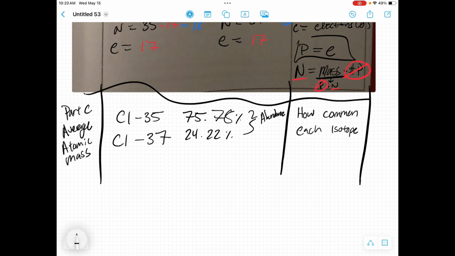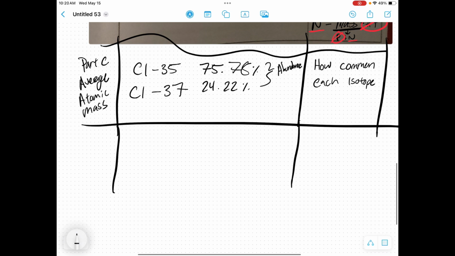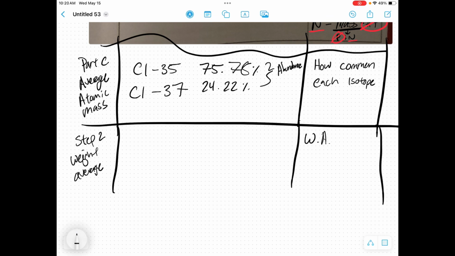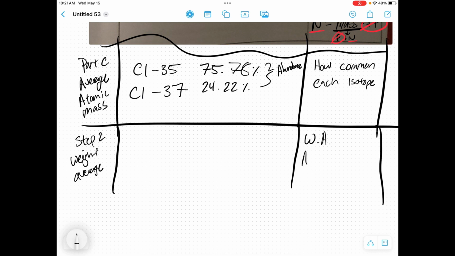So the way I'm going to do that is I'm going to take a weighted average. So in that first step, I'm just kind of figuring out my numbers, kind of copying them down. In my second step, I'm going to take that weighted average. So what I'm saying, a weighted average, all I'm saying is you take the abundance, and I'm going to be multiplying it by the mass. If I do that, my abundance is going to be like how common it is, and my mass is going to be telling me like how much there is.